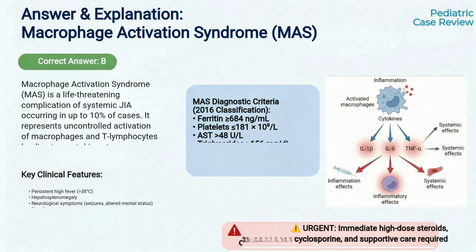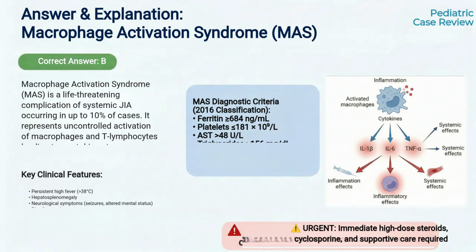Macrophage activation syndrome is a life-threatening complication of systemic juvenile idiopathic arthritis occurring in up to 10% of cases. It represents uncontrolled activation of macrophages and T lymphocytes leading to a cytokine storm. The 2016 diagnostic criteria include ferritin greater than or equal to 684 nanograms per milliliter, platelets less than or equal to 181 times 10 to the 9th per liter, aspartate aminotransferase greater than 48 units per liter, triglycerides greater than 156 milligrams per deciliter, and fibrinogen less than or equal to 360 milligrams per deciliter.